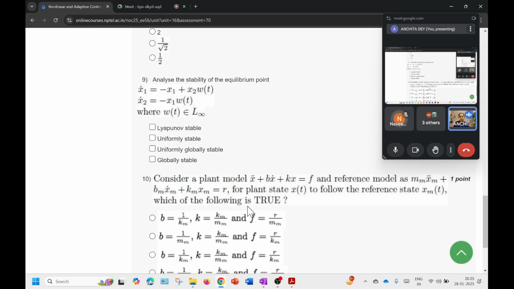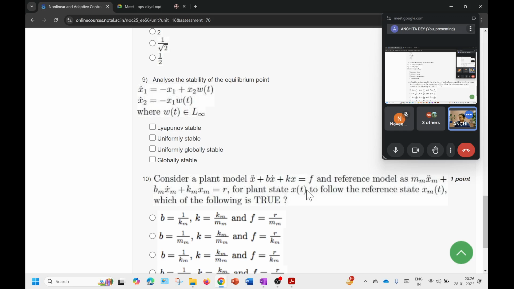And for that, you actually need to find out how we match a reference model with a given plant model. So this is a very simple question. You have to see what values these parameters take. What are the parameters here? MM, BM, KM, R, and here B and K. These five are the parameters. R is an input signal, which is the reference input, and F is also another input signal, right?